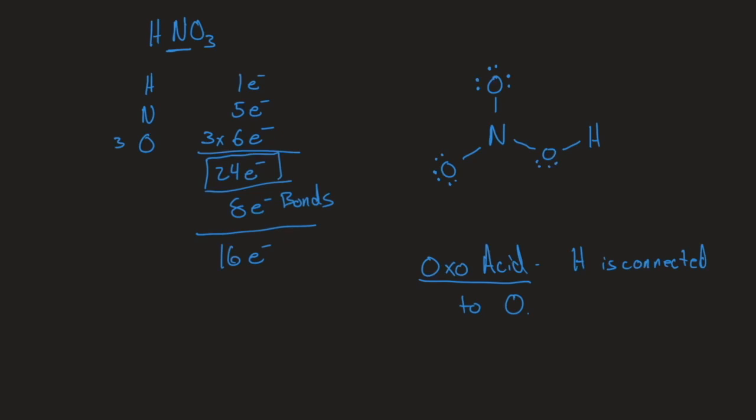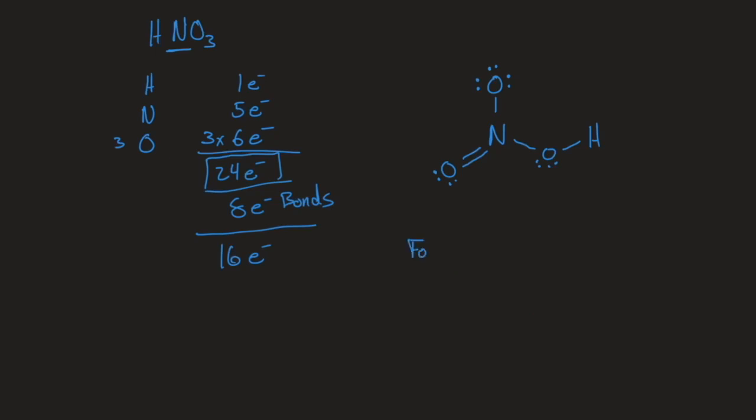And I noticed that my nitrogen atom in the center does not have an octet. It only has 3 bonds around it, so that's 6 total electrons. And so to complete that octet, I'm going to take one of my oxygen's lone pairs and share it with nitrogen. The last thing we need to do is consider formal charge.